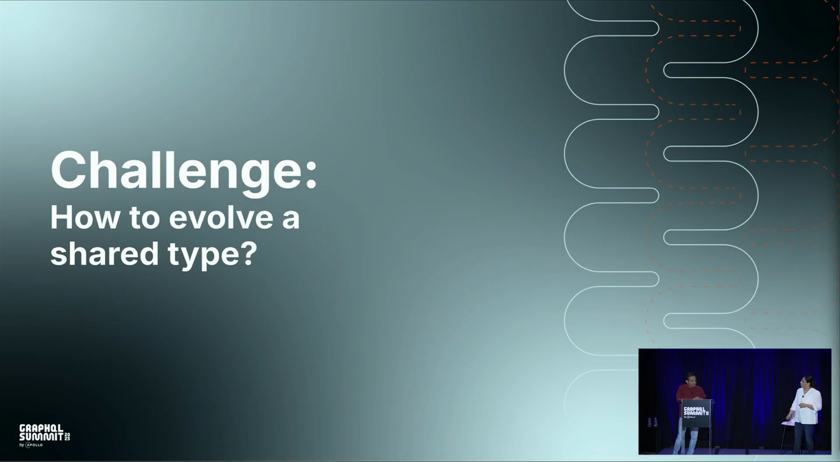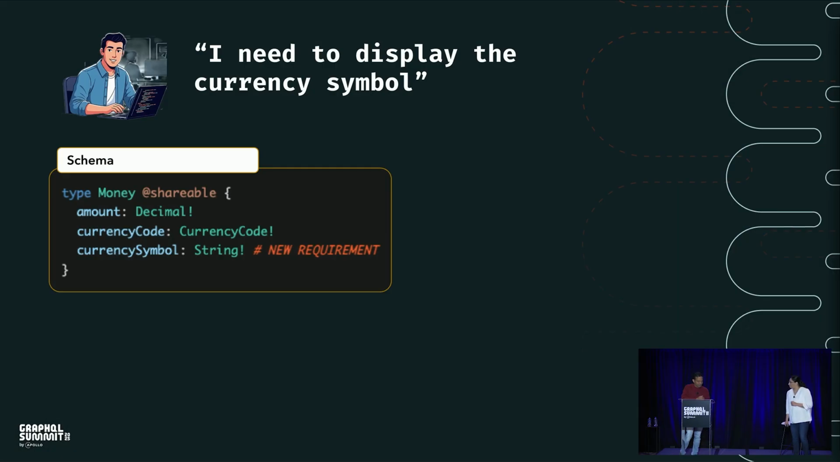Thanks, Nitya. So now with the shared types, I don't need to redo something, and I'm pretty sure that I would follow all the standards that are set out at Intuit. So the next challenge is how do we evolve shared types? So now I have a new requirement to display the currency symbol.